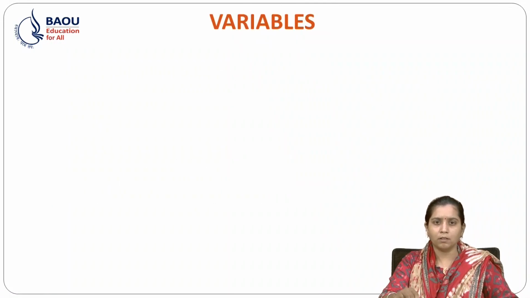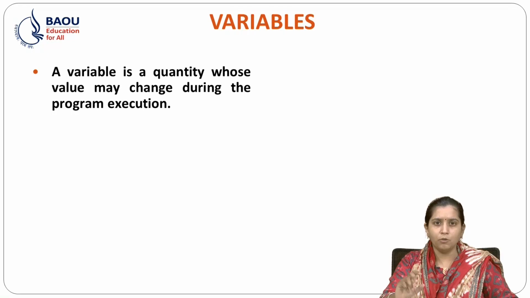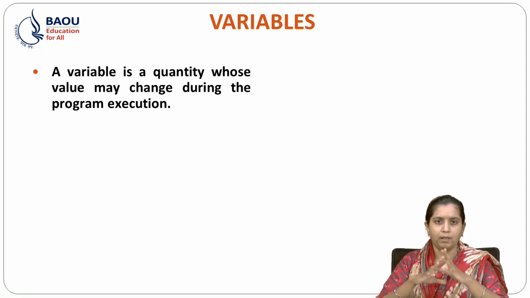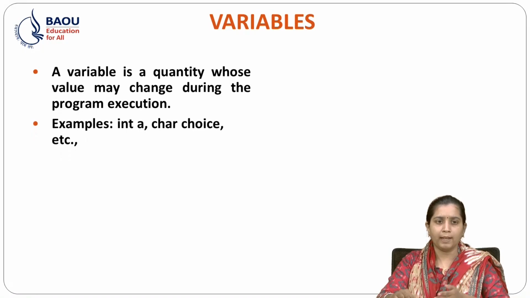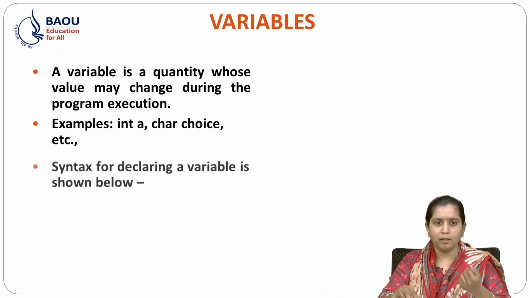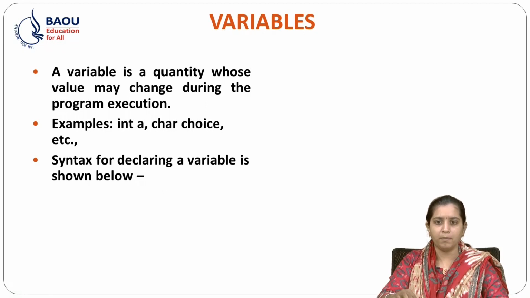Now, variables. Variables are used to hold data temporarily. For example, marks, age, name. A variable is a quantity whose value may change during the program execution. Like I said, examples like int a, char choice. They are the types of variables. And the syntax of declaring a variable is first the data type of the variable and then the variable name.